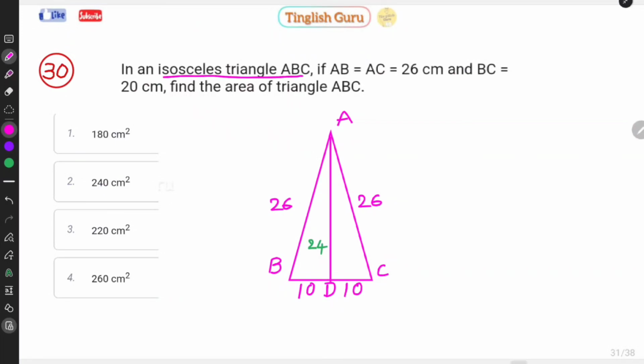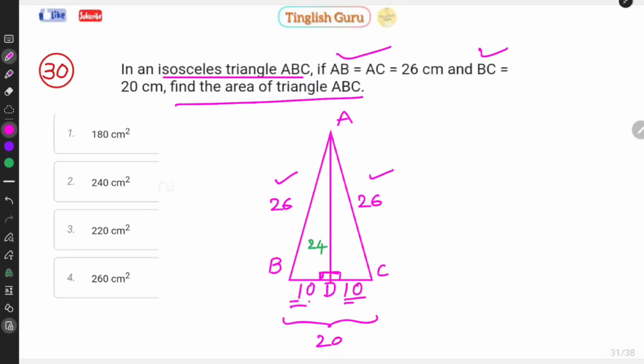In an isosceles triangle ABC, the AB and AC values are given and the BC value is also given. We have to find the area. So ABC is an isosceles triangle and I am drawing a median, AD, which is also perpendicular to BC. In an isosceles triangle the median will be perpendicular to the base. AB is given 26 and AC is also given 26. BC is given 20. It is a median, so I am writing BD is equal to 10 and DC is equal to 10.